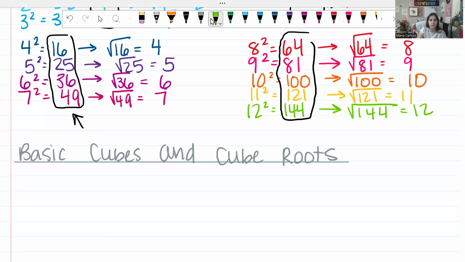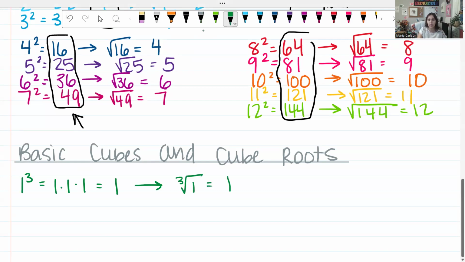So 1 cubed, that means we're going to multiply that base of 1 3 times. 1 times 1 times 1, which gives us just 1. So if I take the cubed root of 1, that is just 1. Now 2 cubed is where it gets a little bit more interesting. That is like taking 2 times 2 times 2, which 2 times 2, that is 4, times 2 gives us 8.